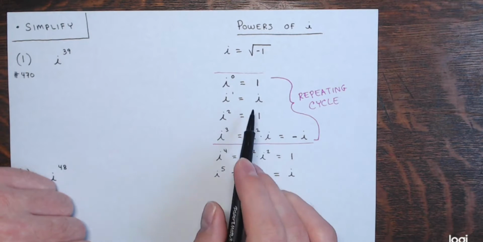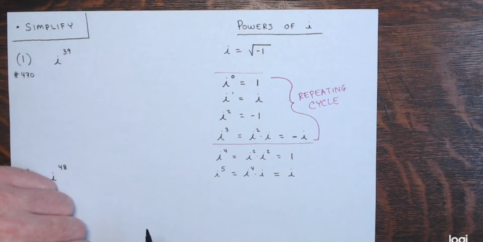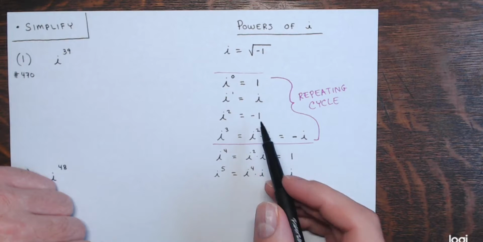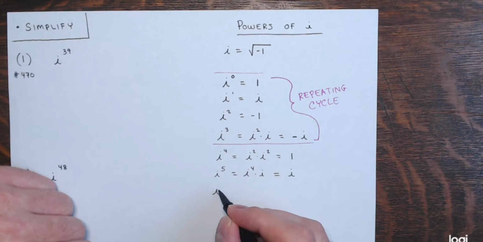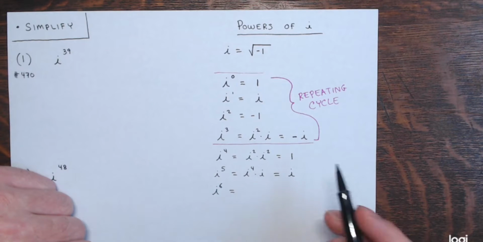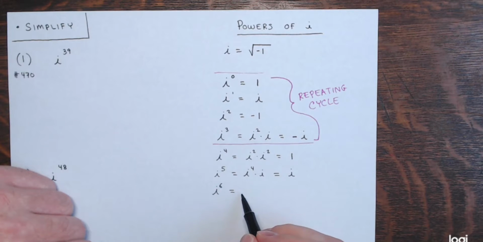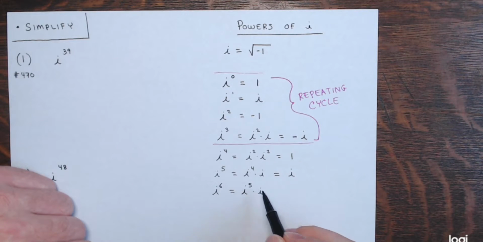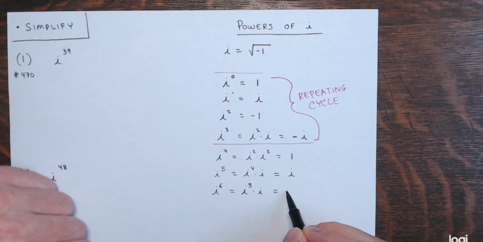Right, and look at that. So if this cycle is repeating, the next power of I should be equal to negative 1. So I to the sixth should be the same as I squared. Well, let's see. That would be I to the fifth times I, or I to the fourth times I squared. I to the fifth was I, times I is I squared, which is negative 1.